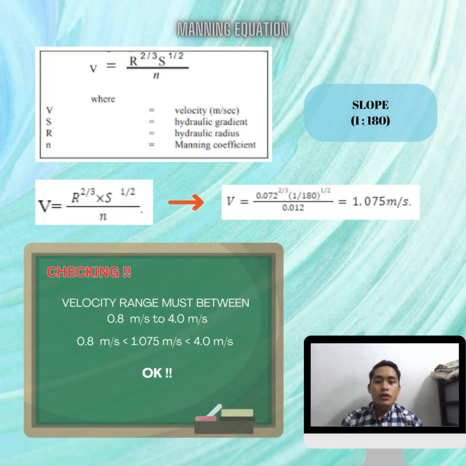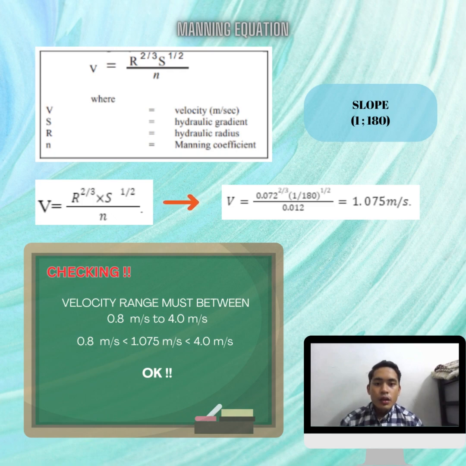To find the velocity of the pipe flow, we use the Manning equation. So from that table, that is the equation of Manning. For this project, we assume MH to MH2 have slope 1 over 180. So we insert the value of R, slope, and n, which is the Manning coefficient, into the equation. We will get 1.075 meter per second.